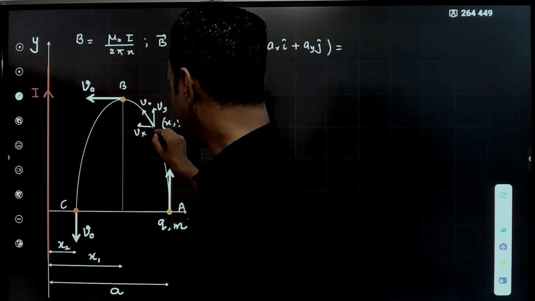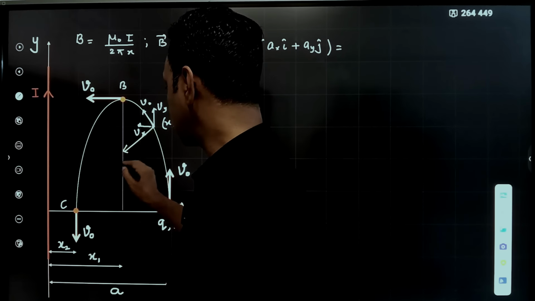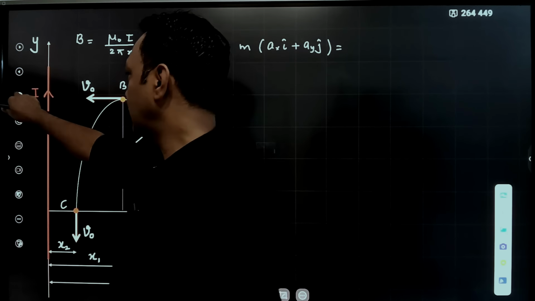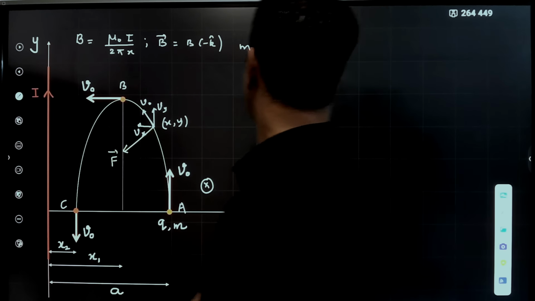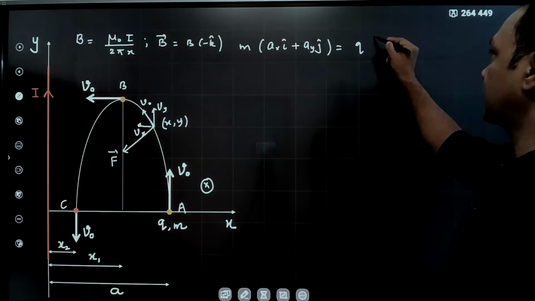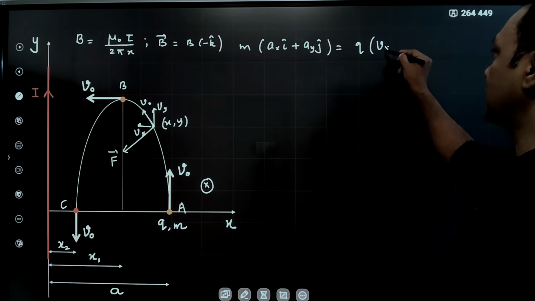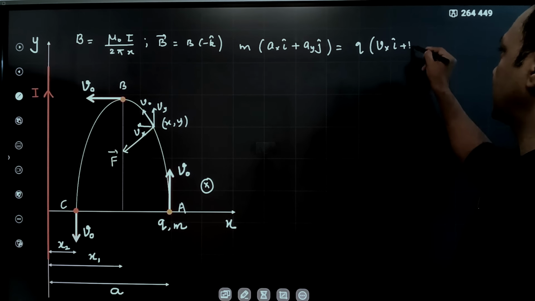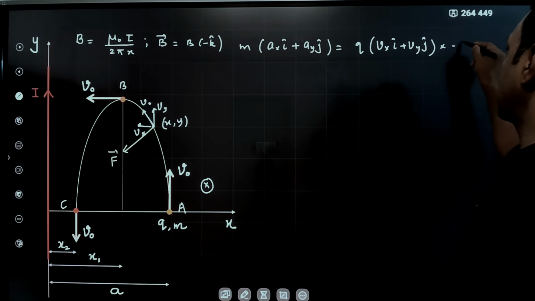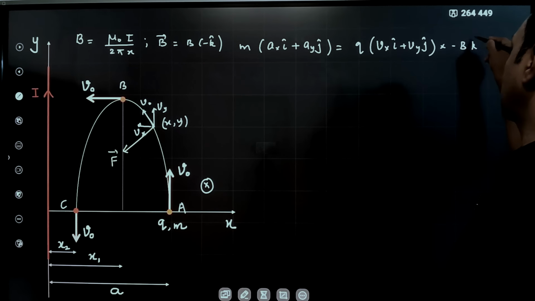The force would be perpendicular to velocity, and this force is making it deflect. All right. So the force I would write as q times the velocity vector. I can write Vx i cap plus Vy j cap, and the magnetic field is minus B k cap.